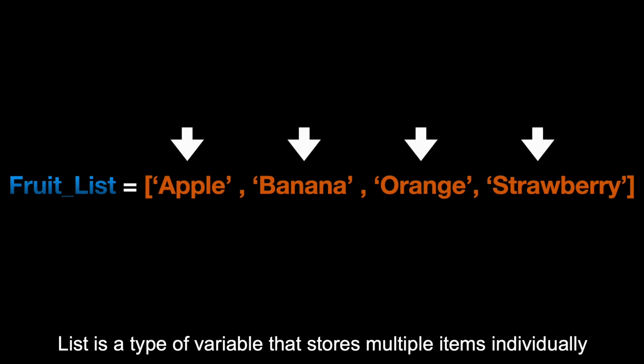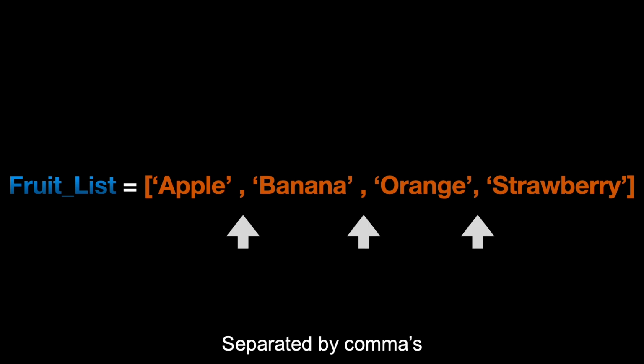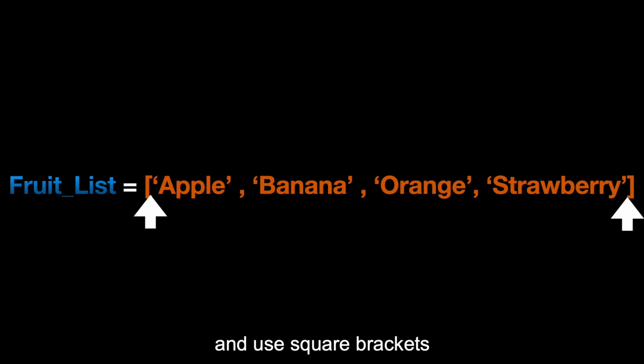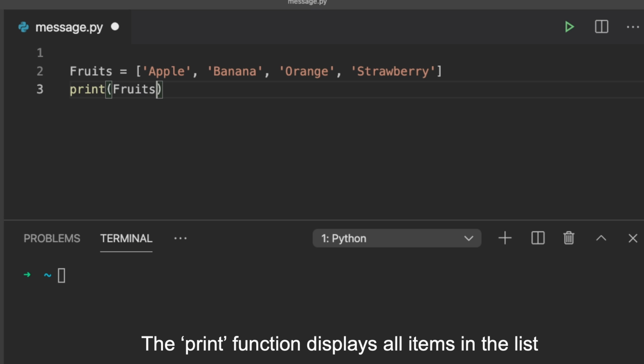A list is a type of variable that stores multiple items individually, separated by commas, and uses square brackets. The print function displays all items in the list.